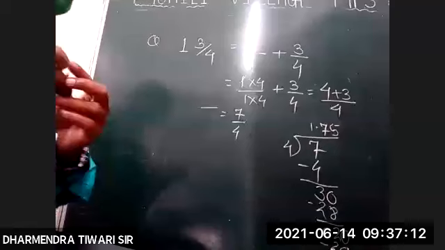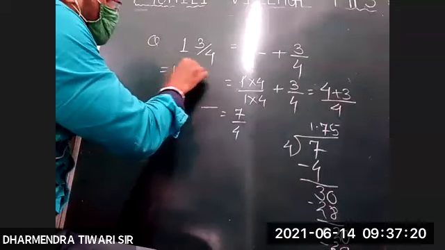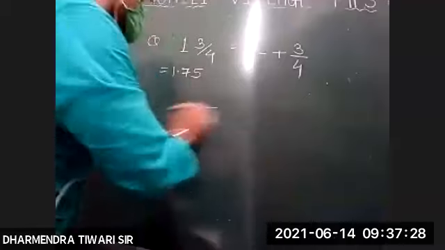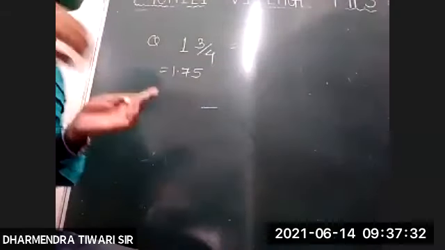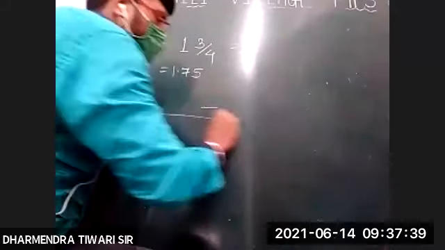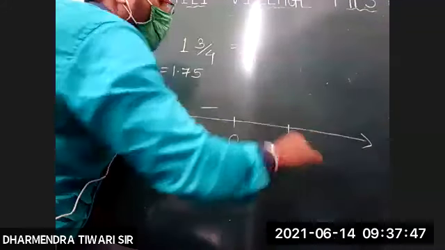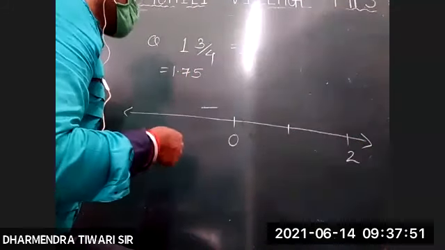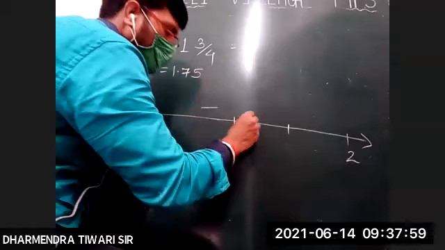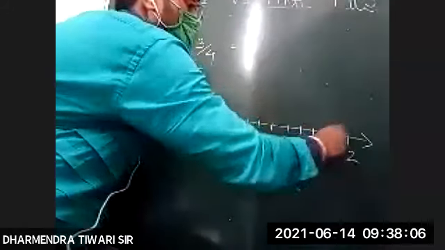So how to plot this now? The value of 1 3/4 is 1.75. Its fractional form is 7/4, its decimal form is 1.75. This is 0. This is say 1. This is your 2. As we can see that 1.75 lies between 1 and 2, we will take a step of 0.25 then. Here 1, 2, 3, and 4. Here also 1, 2, 3, then 4.